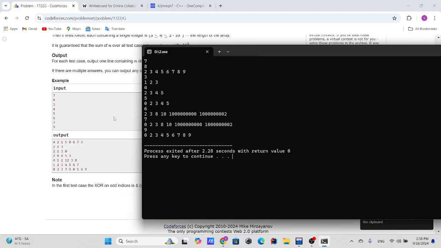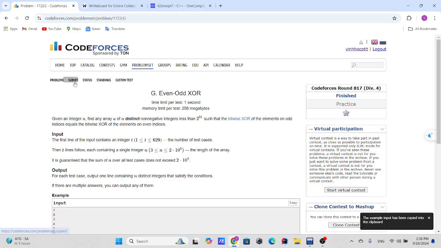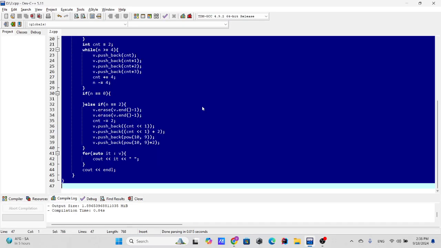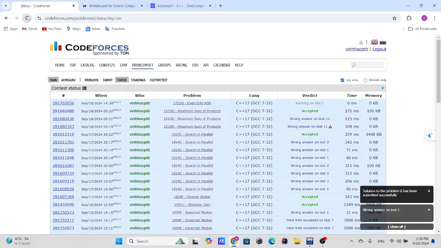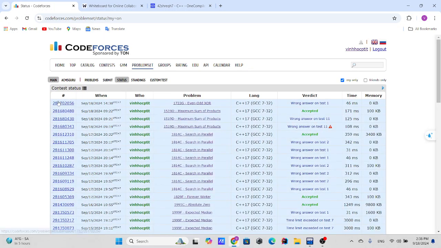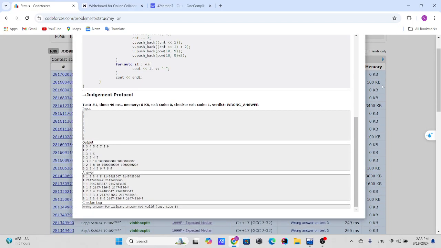Let's see if it's correct. Yeah, this must be absolutely correct, guys. I'm pretty positive about my code, so let's try to submit it. I'm pretty positive that this will be correct. Shit. Test case 5. Wrong answer, not valid.